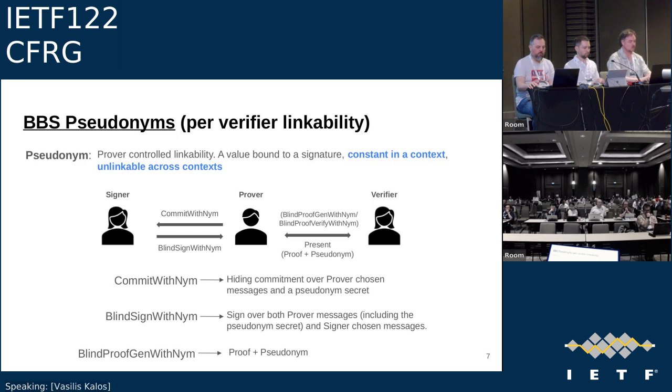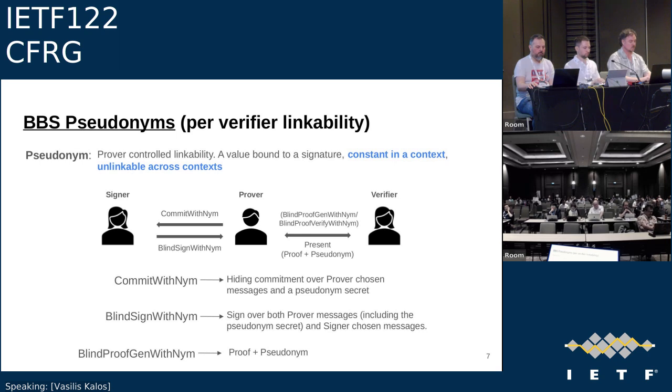So here, we extend, first of all, the commit and blind sign operations that we had in the blind signature draft to be commit with nym and blind sign with nym. This is essentially the same operations with the addition that one of the messages committed by the prover will be a random secret that they choose, and the signer will add some entropy to that pseudonym secret themselves. So they will create their own randomness and will add it to the randomness that the prover created.